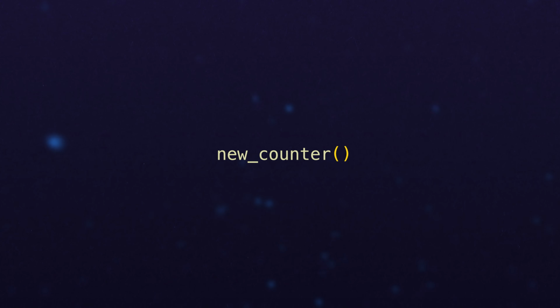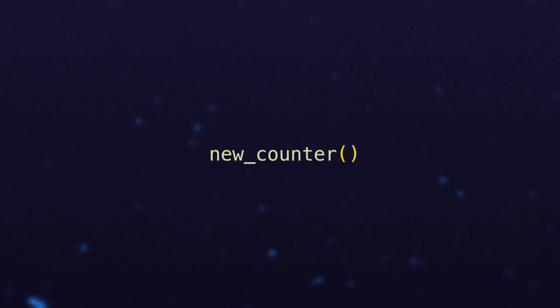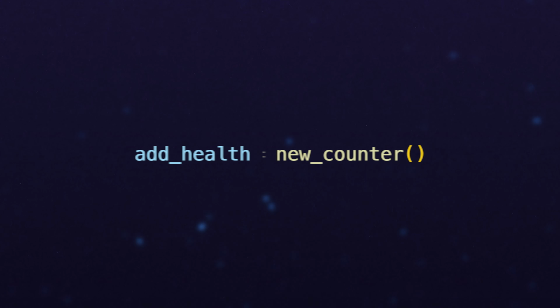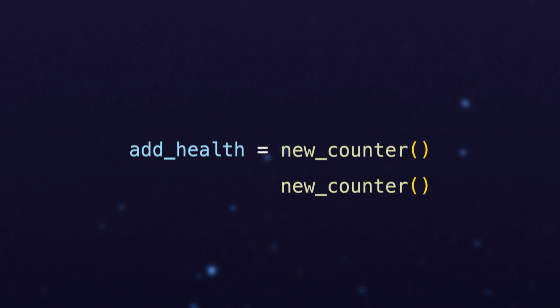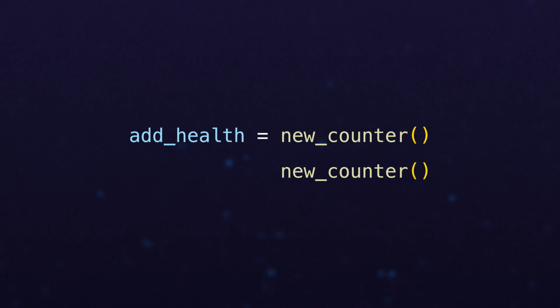So first we'll call new counter and save the return value into a variable called add health. Now remember, new counter returns a function. Specifically, it returns that counter function. That counter function is now being saved into a variable called add health. Let's call it again, but this time we'll save the returned function into a value called add mana.